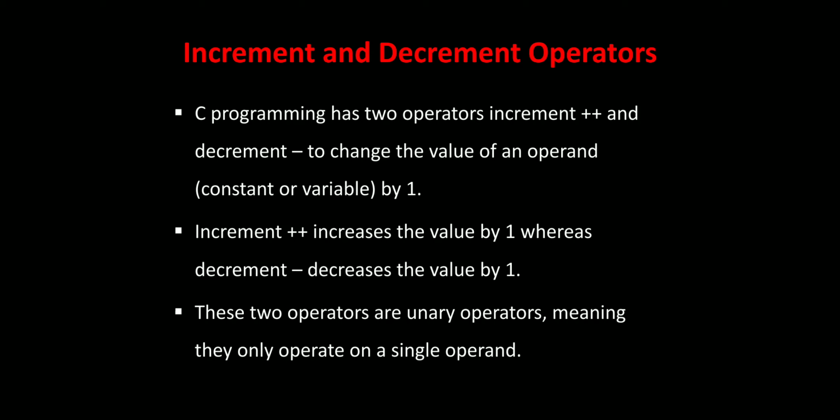Increment means the value is increased by plus 1. Decrement means it is decreased by minus 1. In simple terms, if the variable is 5, increment turns 5 into 6, and decrement turns 5 into 4. This is the increment and decrement operator.